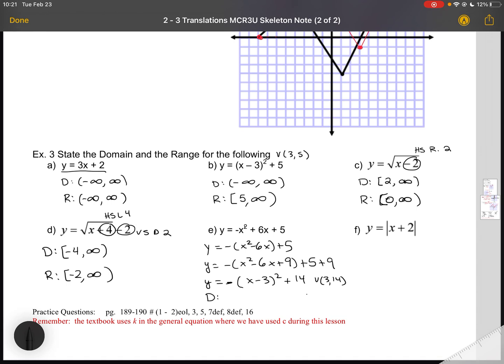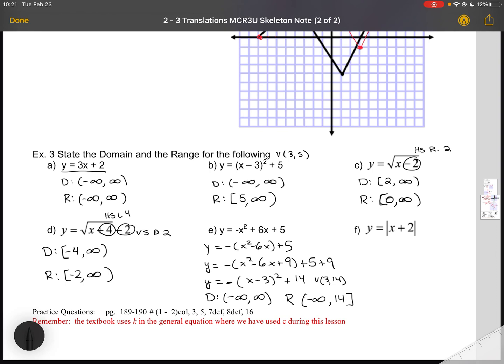So my domain is still going to be all real numbers. That hasn't changed, but the location of my vertex does affect the range. So my range is going to go from minus infinity, so my lower number, all the way up to 14. So starting at my most negative number and going to my least negative number, we write it this way because my parabola is opening down.